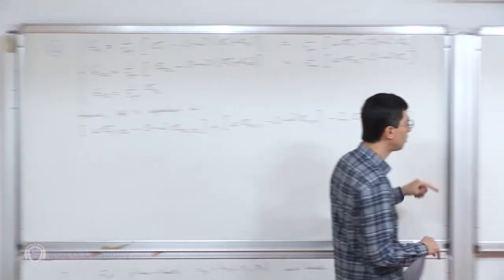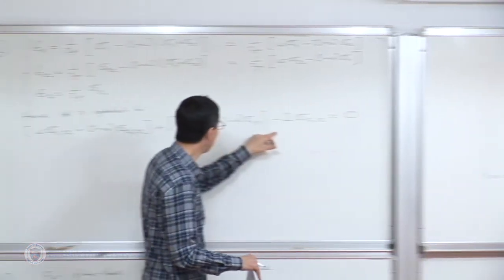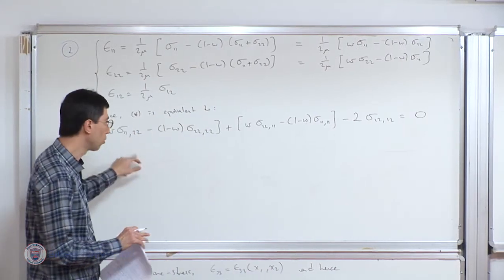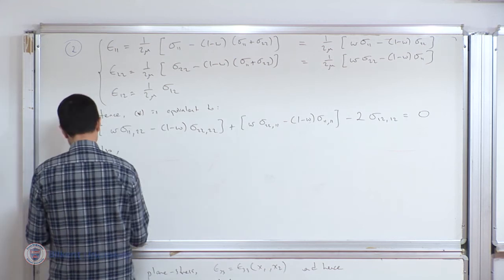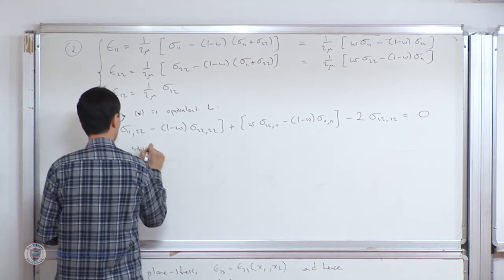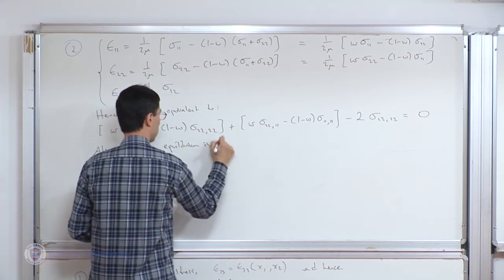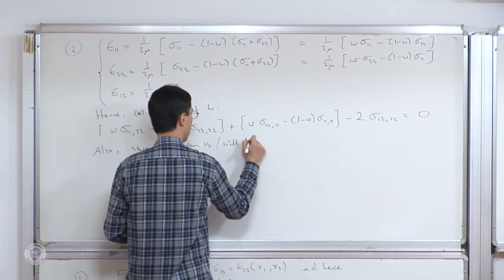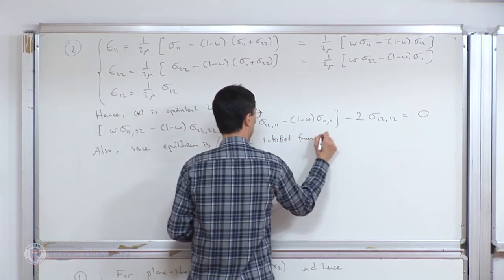And since it is satisfied, it turns out using equations 1 and 2, I can simplify this expression a little bit. So let's also do that. Okay, so also since equilibrium is, or let's say will be, satisfied from the outset.